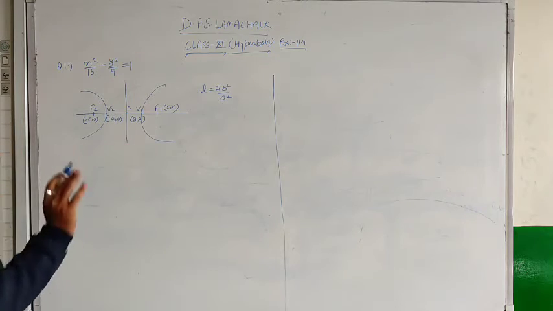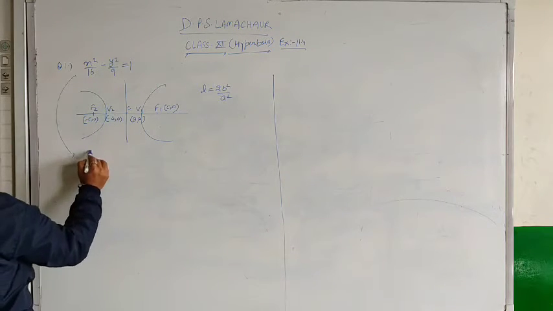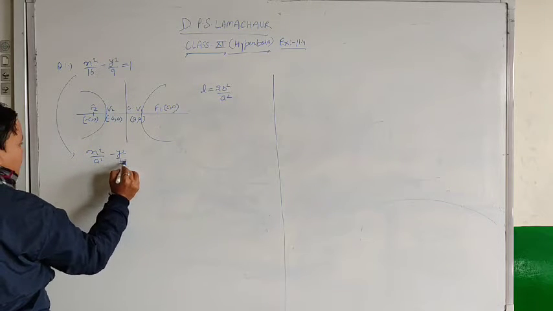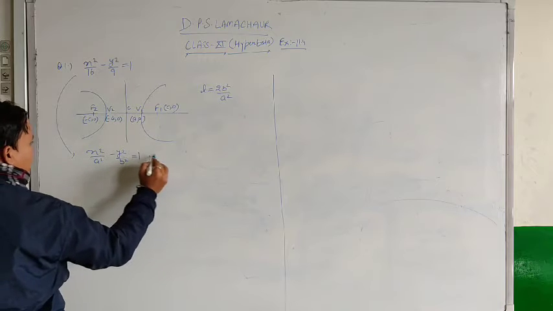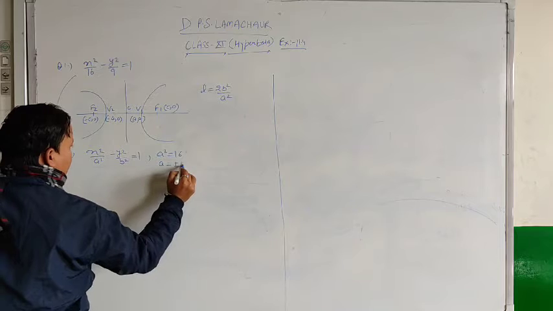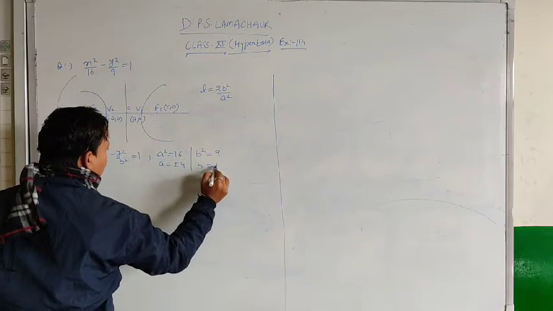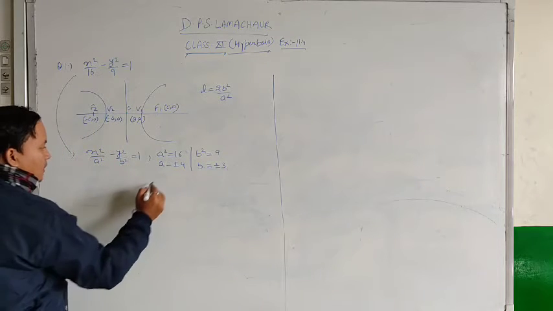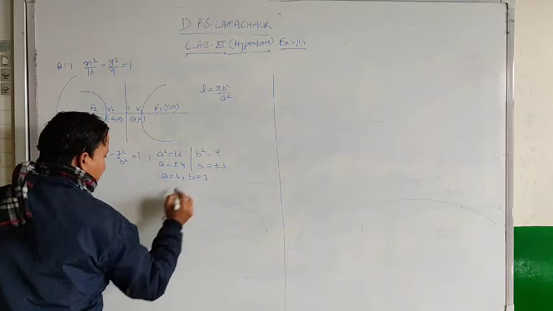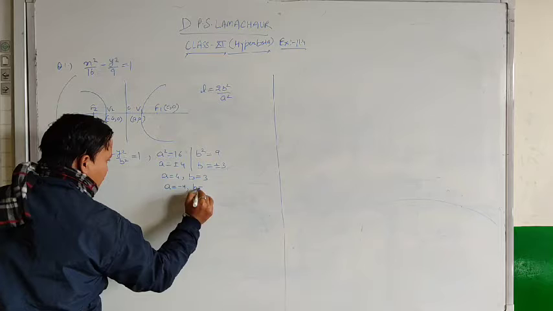Now to find all this information, we have to compare this one with the standard equation of hyperbola, x square upon a square minus y square upon b square is equal to 1. On comparing we get a square is equal to 16, which means a is equal to plus minus 4, and b square is equal to 9, which means b is equal to plus minus 3. Taking the positive values, a will be 4 and b will be 3, and taking the negative values we get a is equal to minus 4 and b is equal to minus 3.